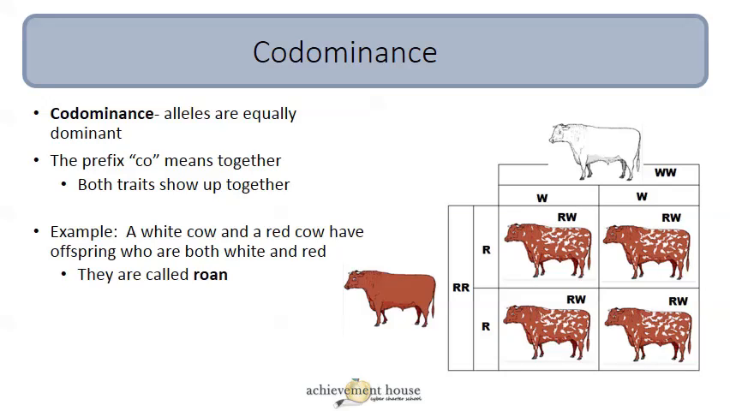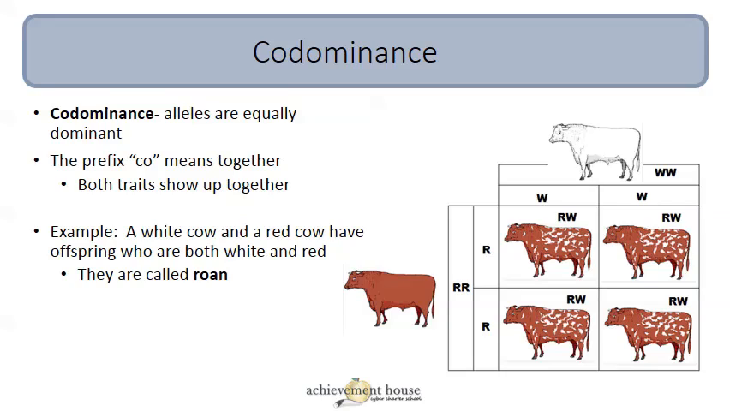Let's take a look at another exception to Mendel's rules. Codominance is when alleles are equally dominant. The prefix co means together, so here both traits show up together. For example, here's a white cow, WW, crossed with a red cow, RR. In this case, both the red and white traits are going to be visible in the phenotype.